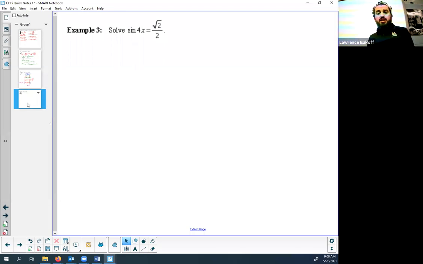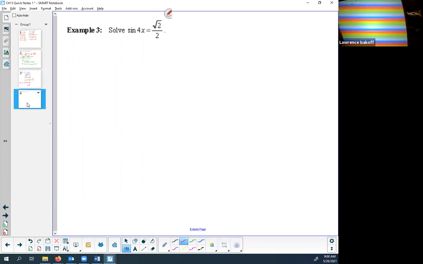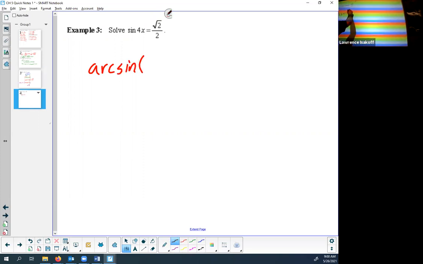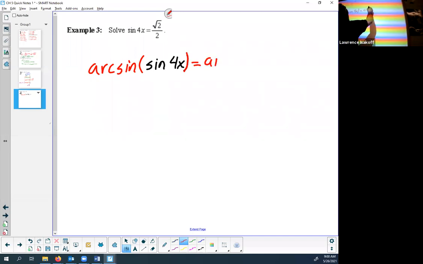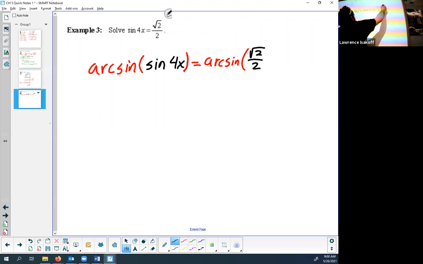So, okay, here with this example, the sine's already by itself. So I'm going to start right away with doing arc sine. This is where knowing your unit circle comes in really helpful, because I'm going to do the arc sine of the sine of 4x is equal to the arc sine of root 2 over 2.